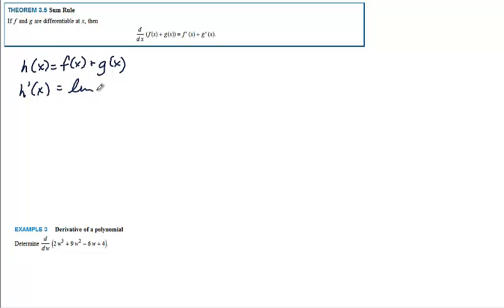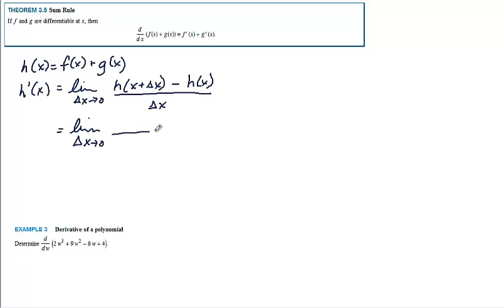I'm going to use the limit definition. Limit as delta x goes to 0 of h of x plus delta x minus h of x all over delta x. So this is going to be the limit as delta x goes to 0 of, and h of x happens to be f of x plus g of x, and I can then replace, because this is just the sum of two functions, so I'll write f of x plus delta x, and then plus g of x plus delta x.